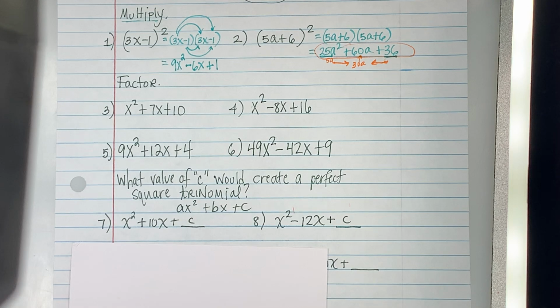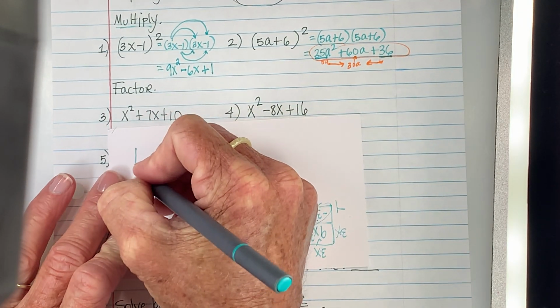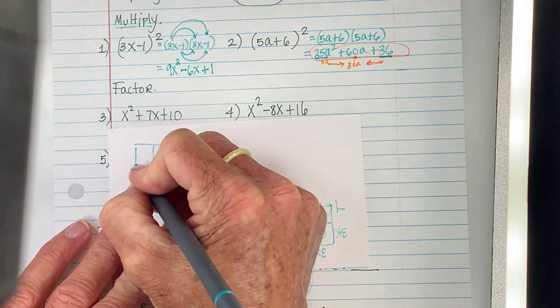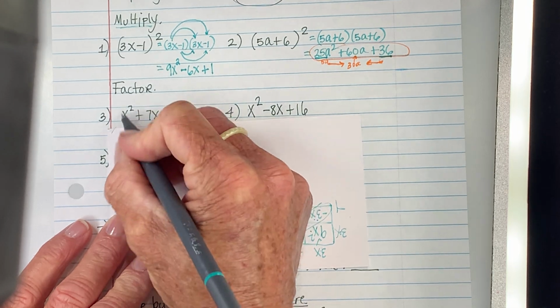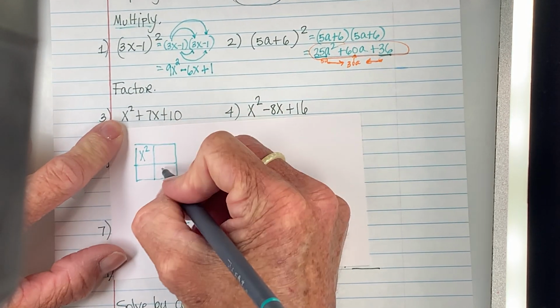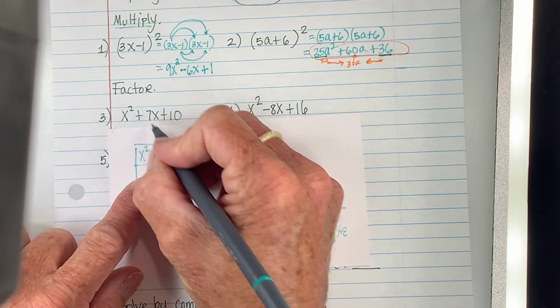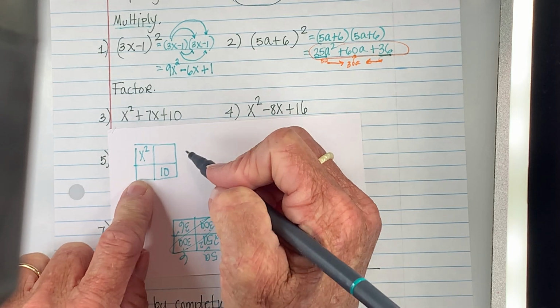I could factor this in my head, no problem. But I just want to stick with our box and remind you how we factored last year. So the leading term is the x squared. My constant term is a 10. They go here and here. The 7x is going to get split between these two boxes, okay?